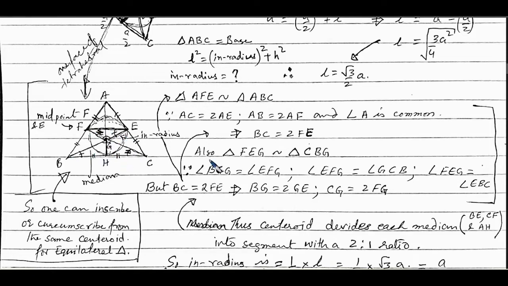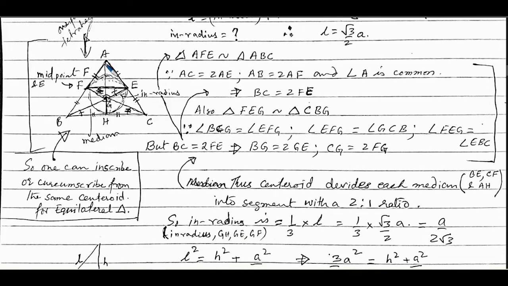This base BC is equal to twice FE, which we have proved. So similarly, they should all be in the same ratio. Okay, so that means this BG will be twice of GE, and similarly this GC, or CG, will be twice of FG. Okay, so these lines are the medians. What do medians mean? A line that goes to the centroid. Actually, it cuts the triangle into two equal halves.